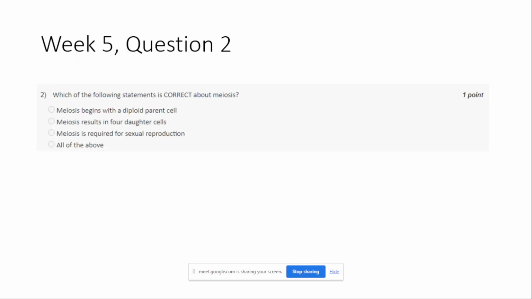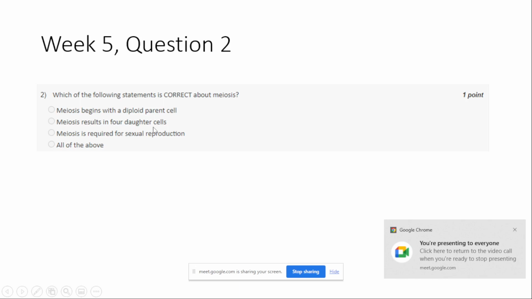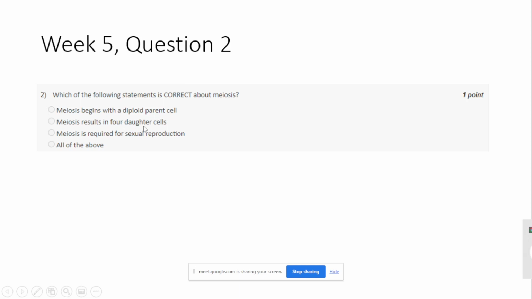Next question is, which of the following statements is correct about meiosis? First, meiosis begins with a diploid parent cell. Second, meiosis results in 4 daughter cells. Third, meiosis is required for sexual reproduction. Fourth, all of the above. So is the first option right or wrong? Yes, right, because it begins with a diploid mother cell. Second option, meiosis results in 4 daughter cells. Is it correct? Yes, sir.